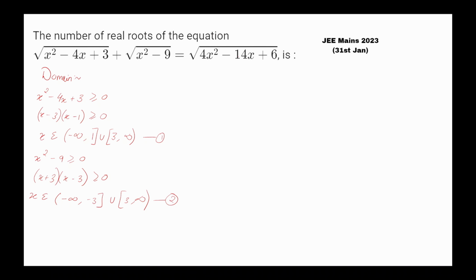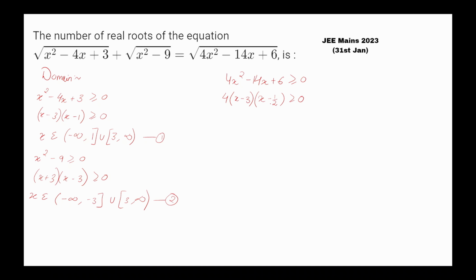Let us find it for the third one as well. So we have 4x² - 14x + 6. This should also be greater than or equal to 0. So from here, if we try to factorize this, what if I take 4 common? We would be left with (x - 3) and (2x - 1) ≥ 0. I've taken 2 out common from the second factor, so this would become 4(x - 3)(x - 1/2).